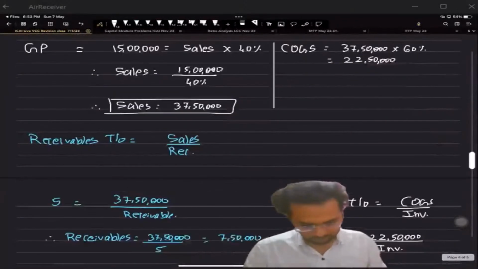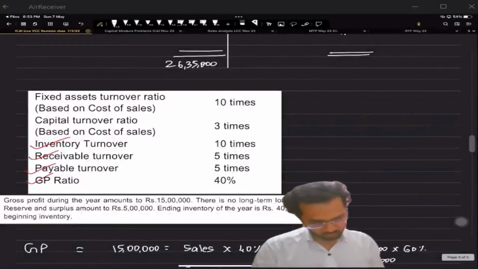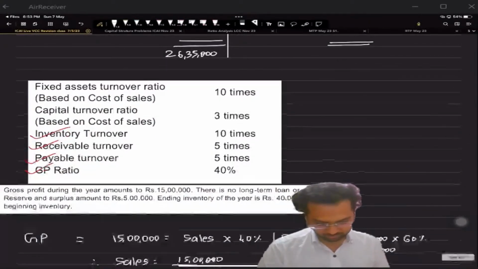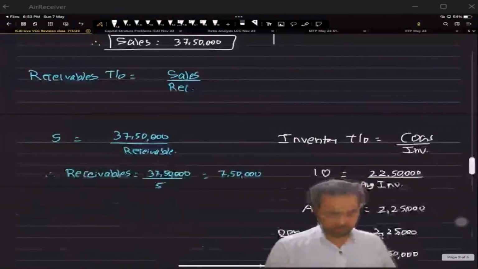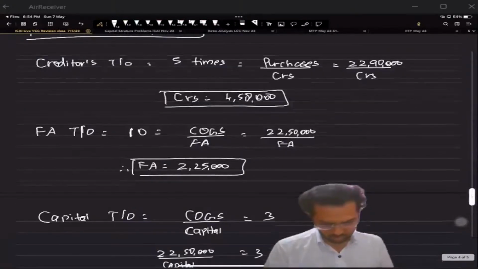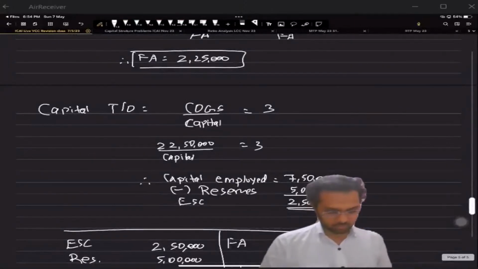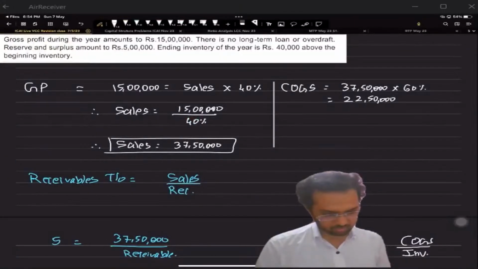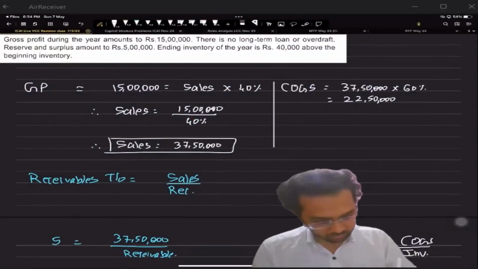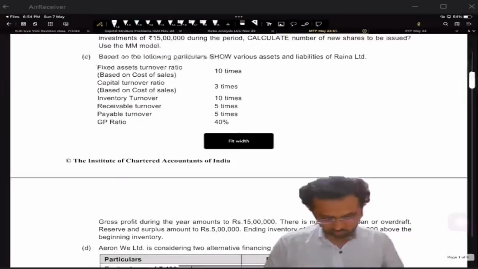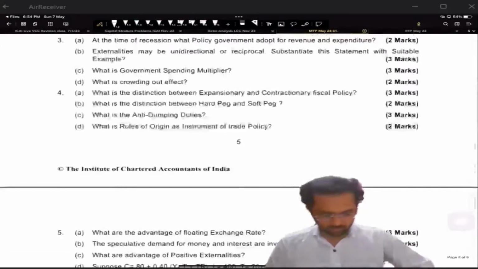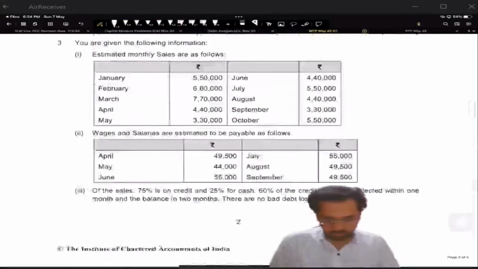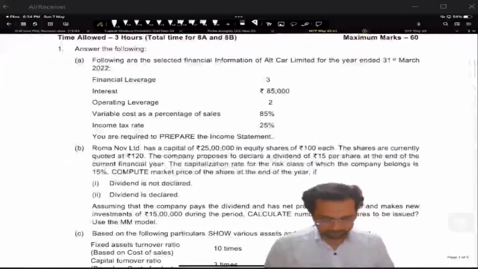Then no long-term debt or overdraft. Reserves and surplus is 5 lakh. I think we have got something wrong, or capital turnover is 3 based on COGS. So COGS was 22 lakh 50. So where are we going wrong? Look at this part.